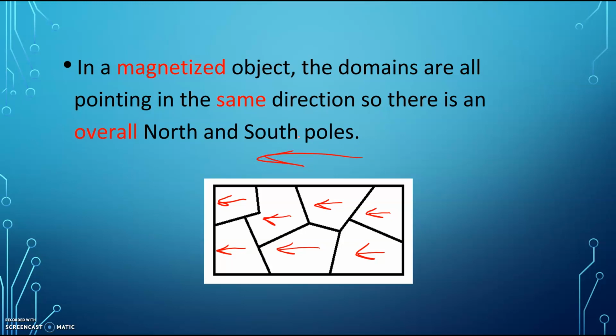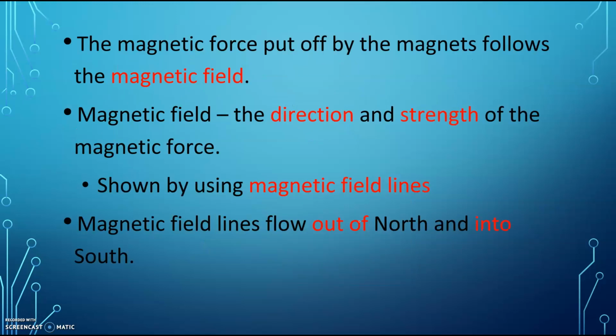I could have easily drawn them all pointing to the right or all pointing up or all pointing down. The direction of the arrow doesn't really matter as long as they're all pointing in the same direction. So this still would have been correct if I would have drawn it with all the arrows this way, for example. As long as they're all pointing in the same direction, it is a magnetized object with an overall north and south pole.